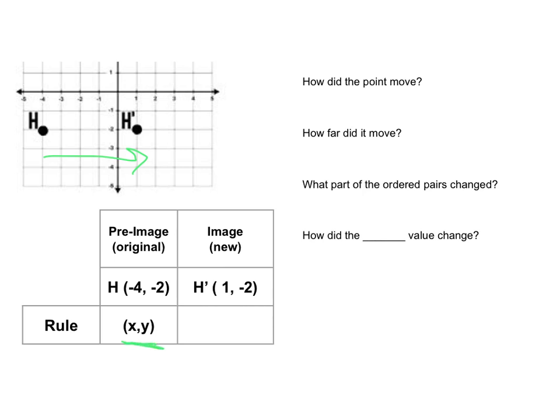So we're also going to look at how the change to the right changes the rule. So we've already answered how did the point move. From H to H prime, the point moved to the right.